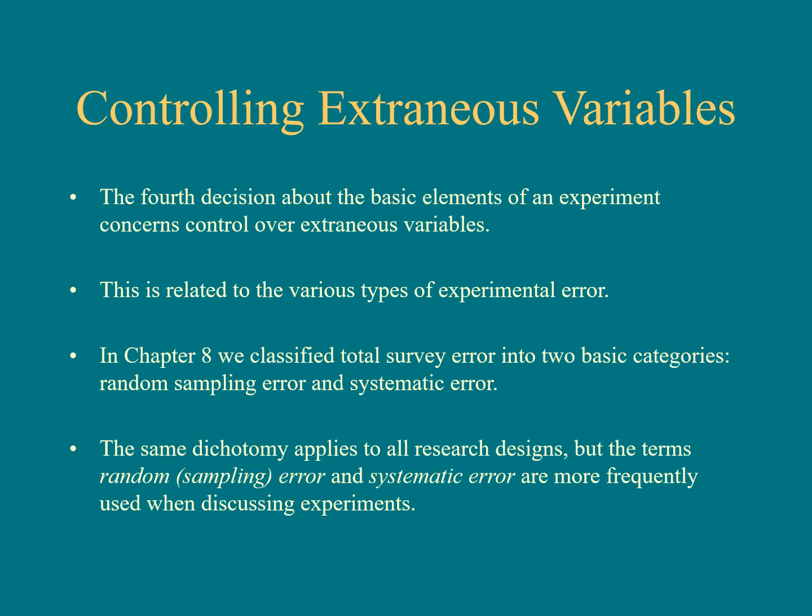Controlling extraneous variables. The fourth decision about basic elements of an experiment concerns control over extraneous variables. This is related to the various types of experimental error. In Chapter 8, we classified total survey error into two basic categories, random sampling error and systematic error. The same dichotomy applies to all research design, but the terms random sampling error and systematic error are more frequently used when discussing experiments.